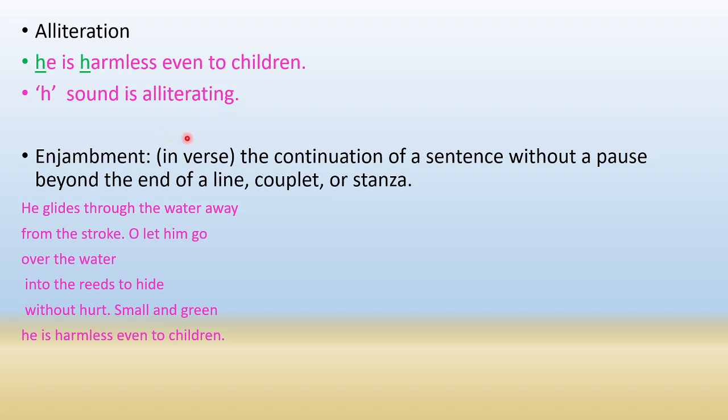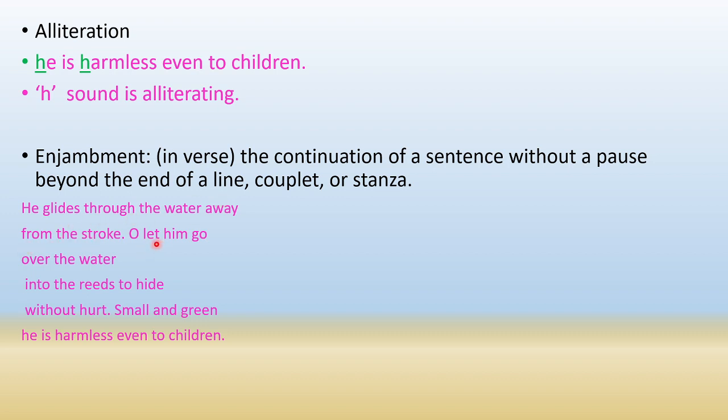Now another literary device is enjambment. We've done this in previous poems also. So enjambment is the continuation of a sentence without a pause beyond the end of a line, couplet or stanza. Like this in this stanza. So here: he glides through the water away from the stroke. Here there is no punctuation mark, there is no pause. So this first sentence is running into the next. So this is called enjambment.